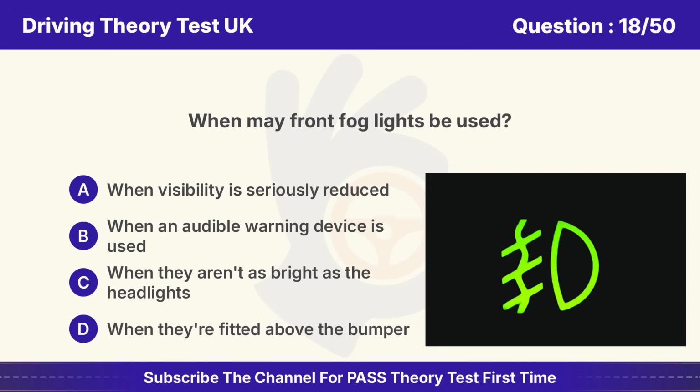Question 18. When may front fog lights be used? Option A. When visibility is seriously reduced. B. When an audible warning device is used. C. When they aren't as bright as the headlights. D. When they're fitted above the bumper.